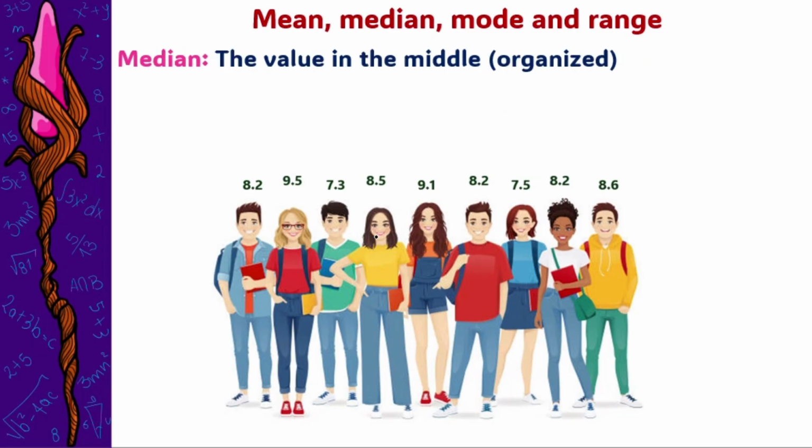Let's check the median. The median is another average measure. The median is the value right in the middle. So half of the students are going to have more than that, and half of the students are going to have less than that. So in order to do that, we just need to organize the data. So we are going to start from the smallest one, 7.3, then 7.5, 8.2. Since it's repeated, we need to put it as many times as we find it. Then the 8.5, and so on.